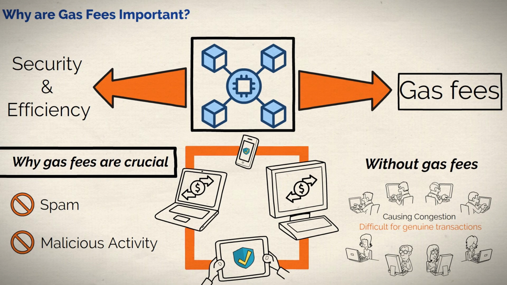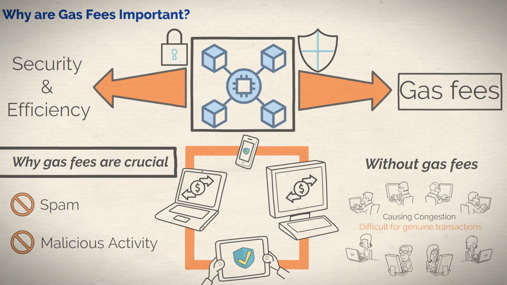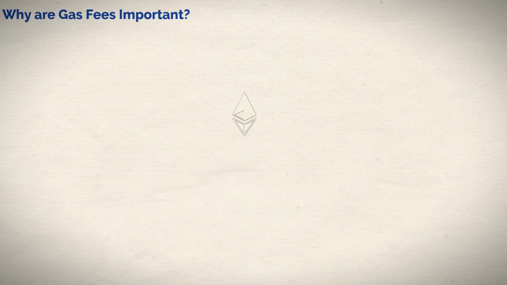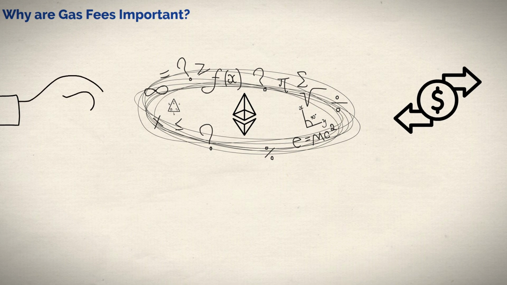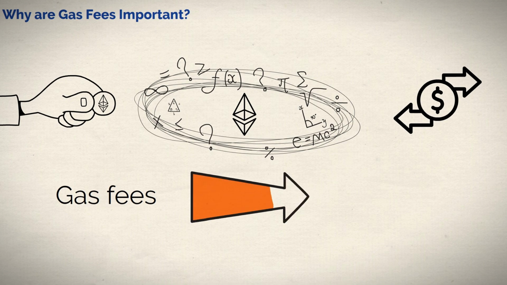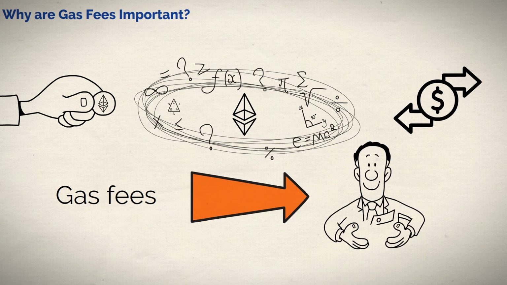Additionally, in a proof-of-work blockchain like Ethereum, miners must solve intricate mathematical problems to validate transactions. In return, the miners earn rewards in the form of Ethereum tokens. So, gas fees also provide an additional layer of compensation for miners.